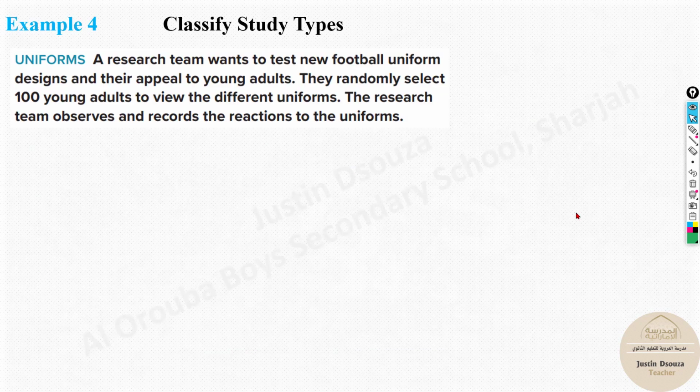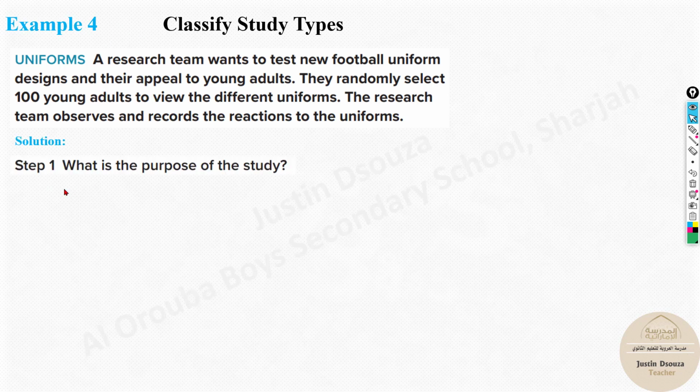Here, uniforms. A research team wants to test new football uniform designs and whether they appeal to young adults. They randomly select 100 young adults to view the different uniforms. The research team observes and records the reaction to the uniform. See here, it's an observational study because they have clearly mentioned here that the research team observes and records. So it's directly an observational study. There's nothing much in this.